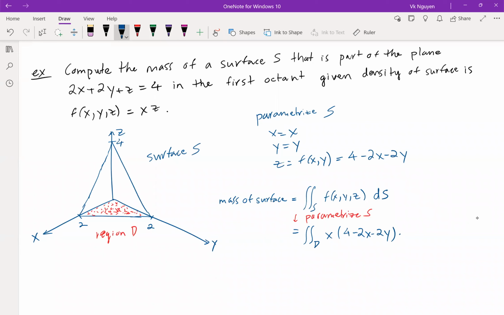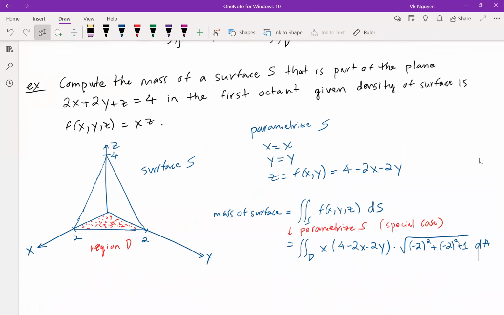And then the dS is going to be, well, if you notice that is the special case there. It's going to be the square root of fx squared, so minus 2 squared, fy squared, minus 2 squared, plus 1. Now let's take care of this one here. This is the square root of 9, so it's going to be 3. I'm going to pull out the number 3 outside.